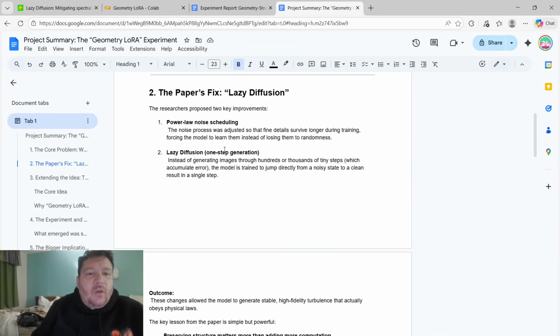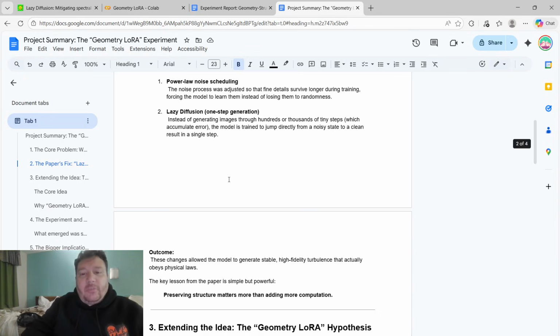The researchers proposed two key improvements. One is power law noise scheduling: the noise process was adjusted so that fine details survive longer during training, forcing the model to learn them instead of losing them to randomness. Two, Lazy Diffusion is a one-step generation process, and that's their magic formula, right? Instead of generating images through hundreds or thousands of tiny steps, which accumulate error, the model is trained to jump directly from a noisy state to a clean result in one single step.